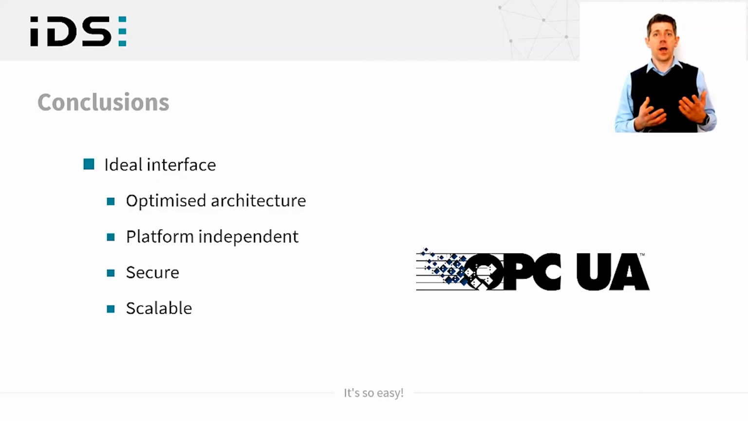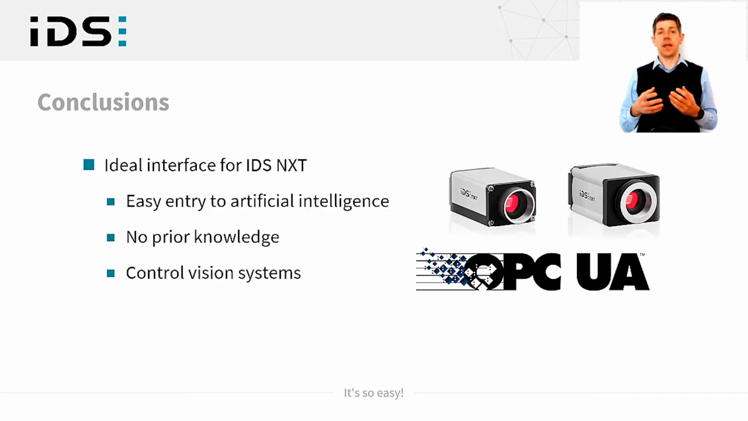OPC UA provides an ideal means for interfacing a wide range of industrial and non-industrial devices and systems with its optimized architecture, the platform independence, the high security and scalable scope, and the further expansion of the standards with the companion specifications opens up OPC UA to an extremely wide user base. And we at IDS think it is the perfect complement to the IDS NXT inference cameras, opening up the world of AI processing to automation engineers with little to no experience with image processing and artificial intelligence.